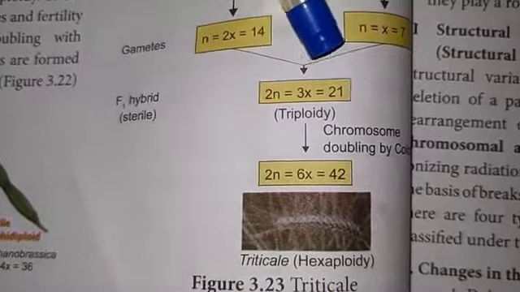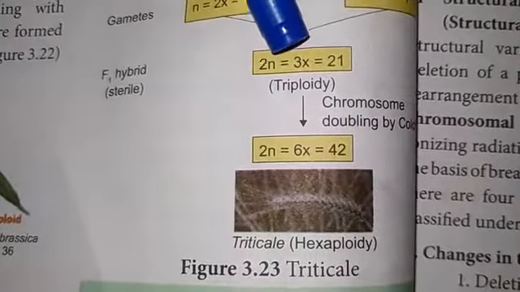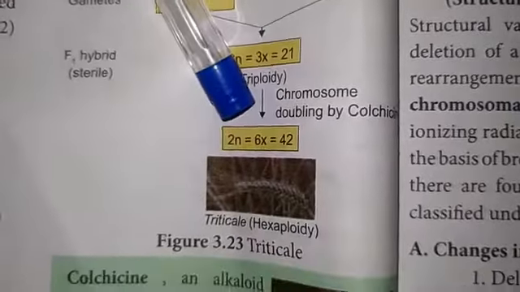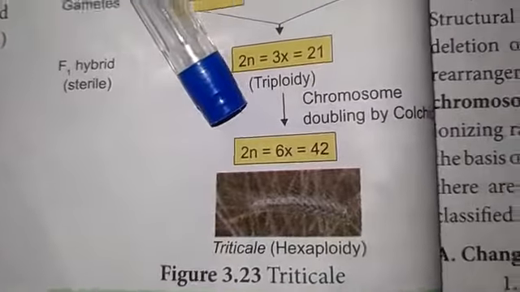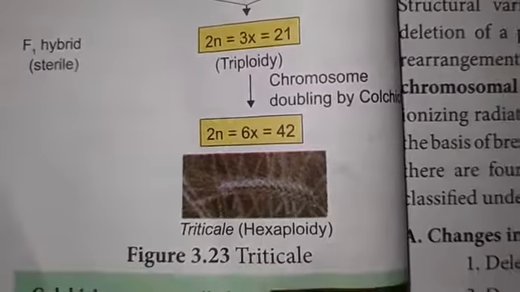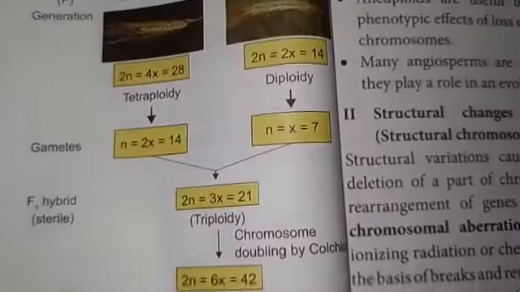The sterile plant can be treated with colchicine. The chromosome number is doubled to become a hexaploid. A cross can also be made between a hexaploid wheat, Triticum aestivum, which is bread wheat, and a rye.